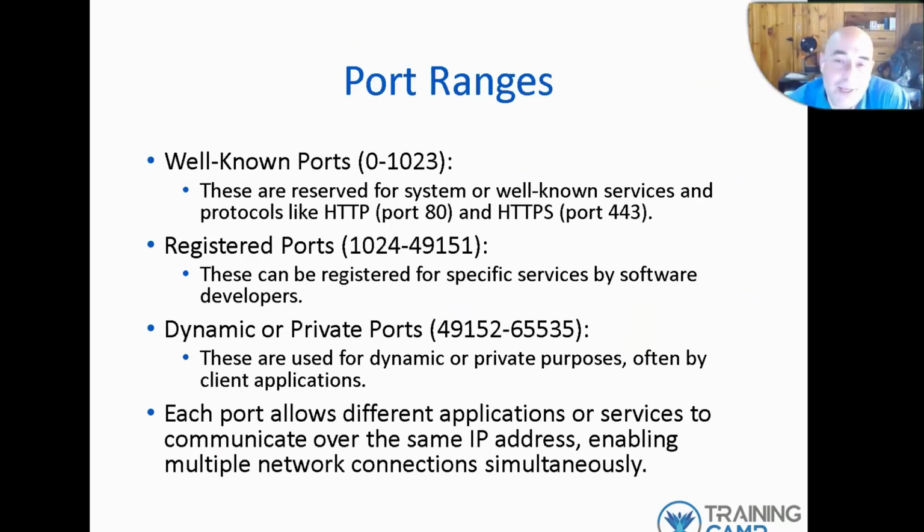Again, every IP address has a port range of 0 to 65535. It's that 0 to 1023 that are referred to as well-known ports. Registered ports are the range of 1024 to 49151, and then dynamic private ports are that 49152 to 65535. The well-known ports are the ports that we normally have to memorize.